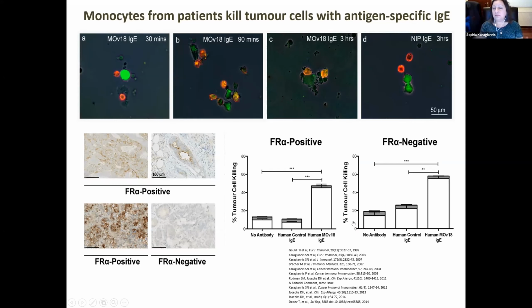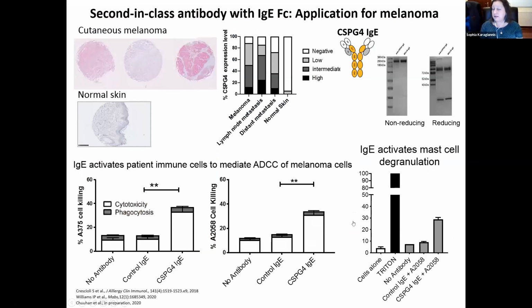We wanted to know whether having one antibody that was against the folate receptor alpha target had this effect, but we didn't know whether that effect could be true for other antibodies against different targets. And here we decided to design a second-in-class IgE antibody against a different target. And this was against the target called chondroitin sulfate proteoglycan 4, which is found overexpressed in cutaneous melanoma, gliomas, and other tumors. And indeed, we did a screen of immunohistochemistry to show that CSPG4 is expressed on the surface of tumor cells in a variety of melanomas, and it is not expressed on normal skin.